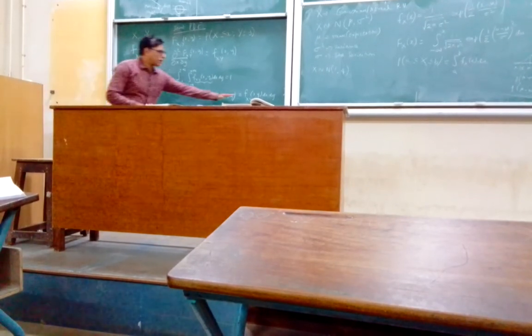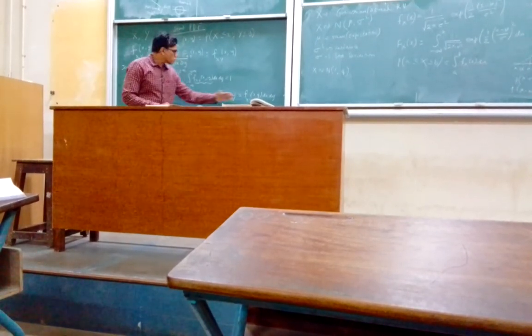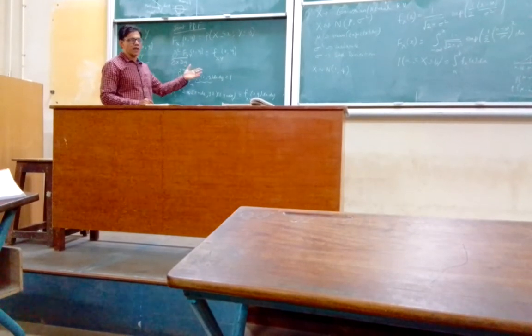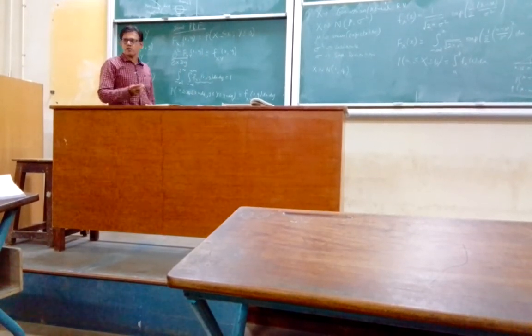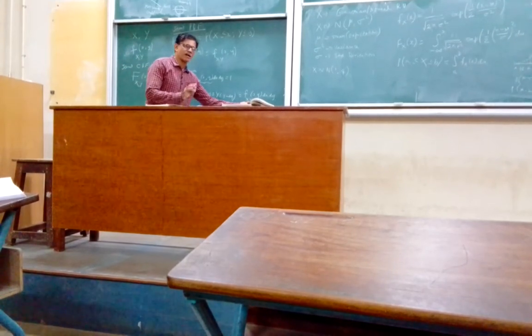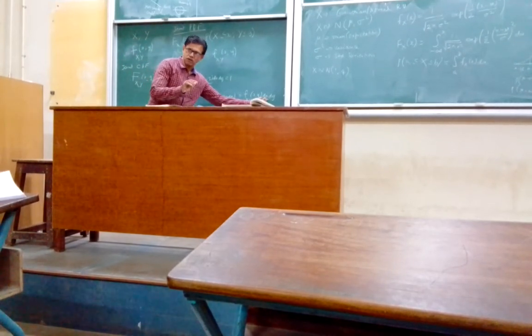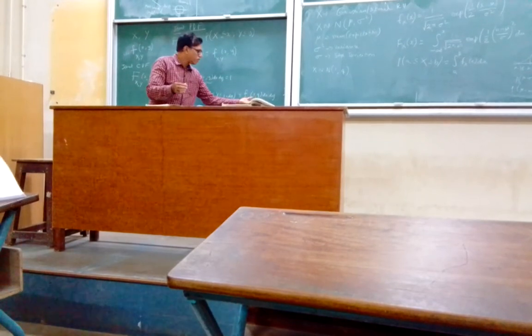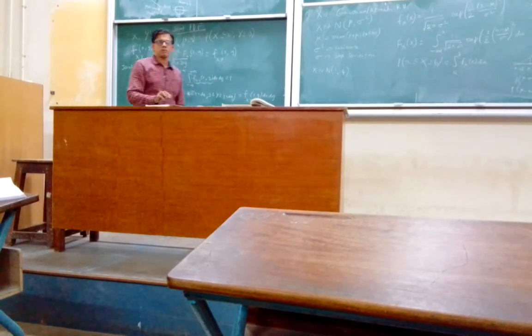So this is the interpretation of it. Because the probability that x is equal to some value and y is equal to some value is always 0 for a continuous one. The only interpretation is that this is the density in the neighborhood of the point x comma y.